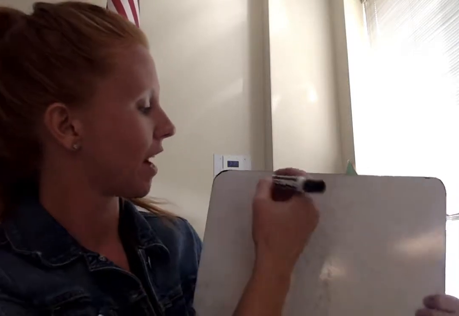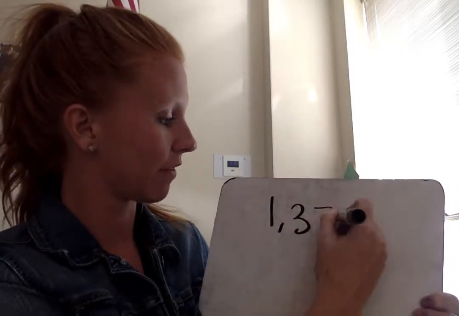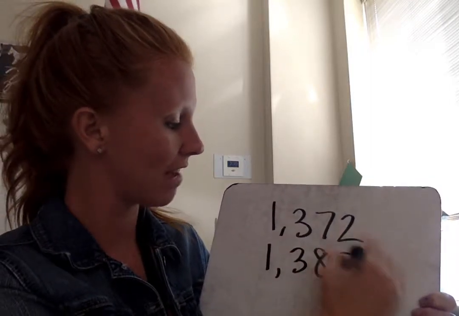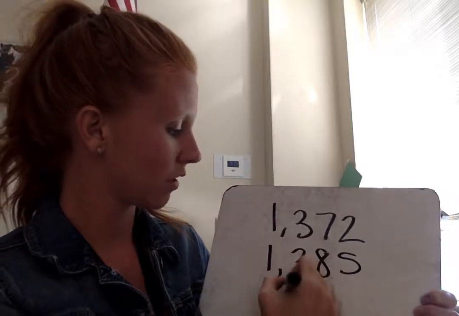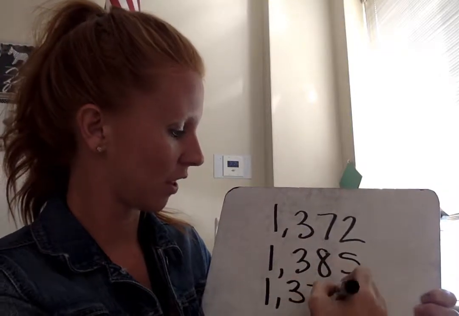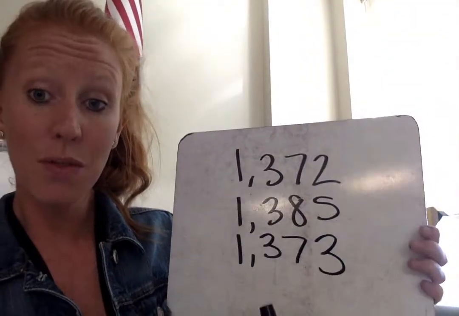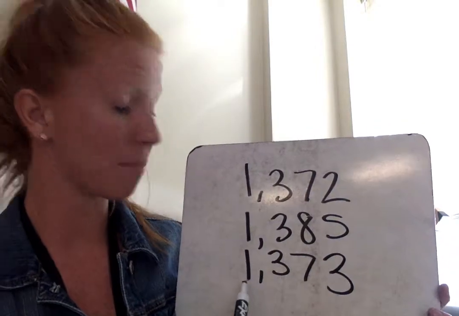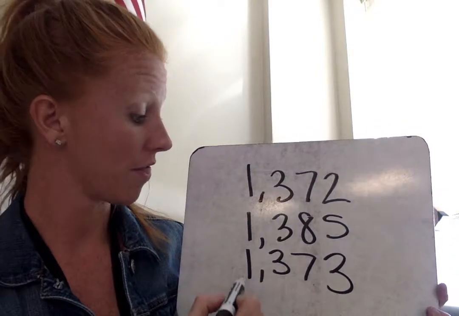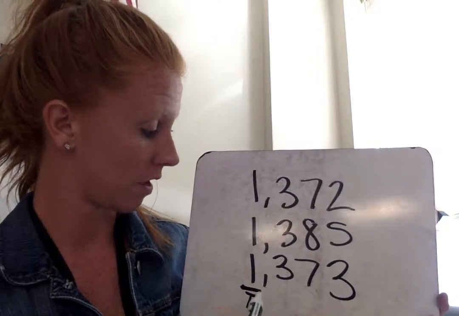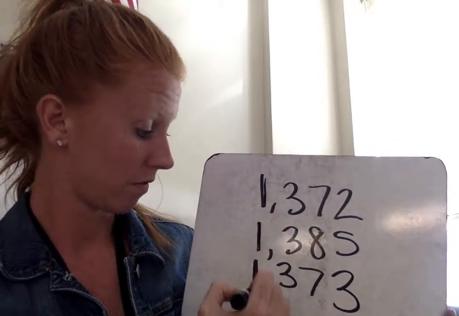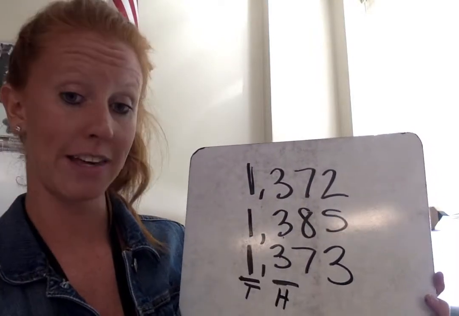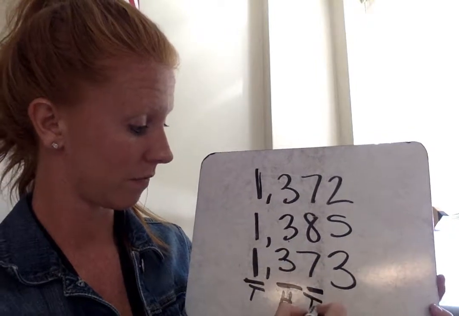Okay. Say we have 1,372, 1,385, and 1,373. I wrote them all up and down this time so that we can easily see. I'm going to start at my biggest place value, in the thousands this time. So in the thousands place, we all have ones. Equal. Move on to our hundreds. 3, 3, 3. Equal. We have to move on to the tens.